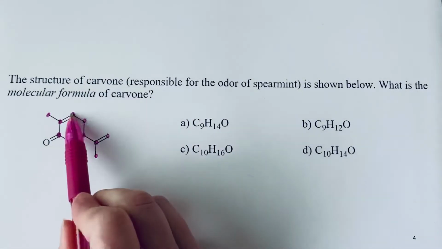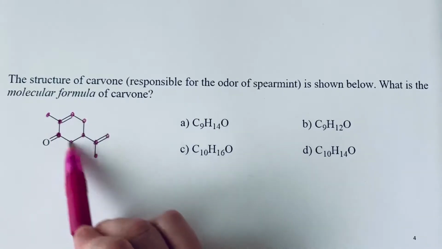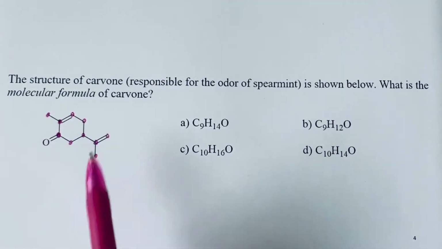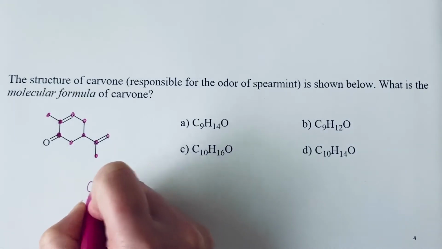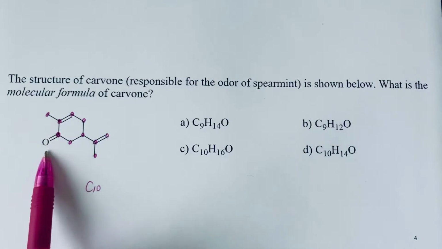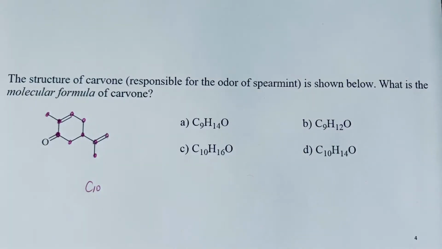Okay, and we can see that we have 6 carbon atoms in this hexagon, and then outside of the ring system we have 1, 2, 3, 4. So we have a total of 10 carbon atoms. And we can clearly see that we have 1 oxygen. So what we need to also see is where the hydrogens are in this molecule.